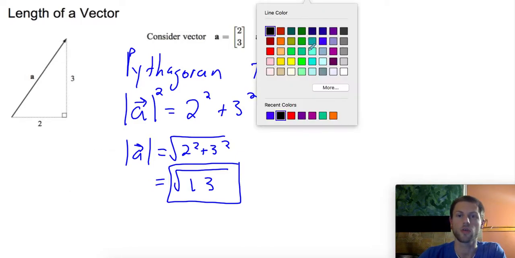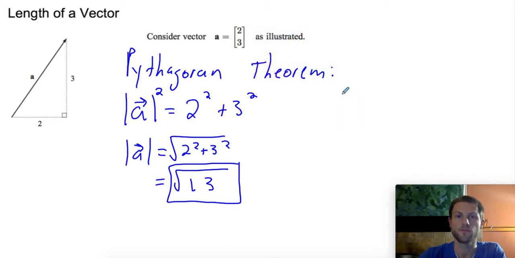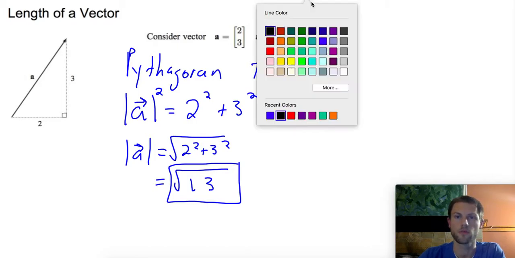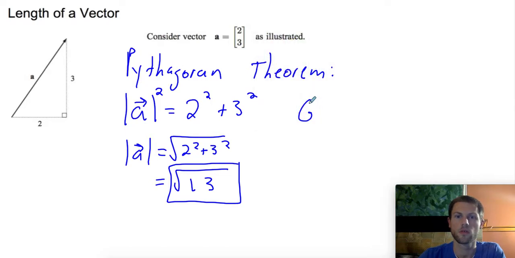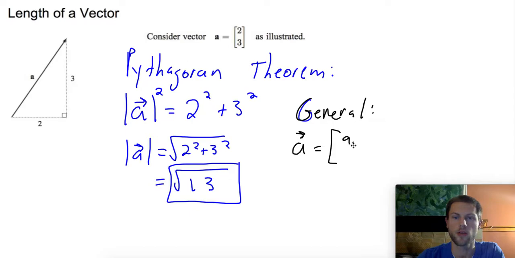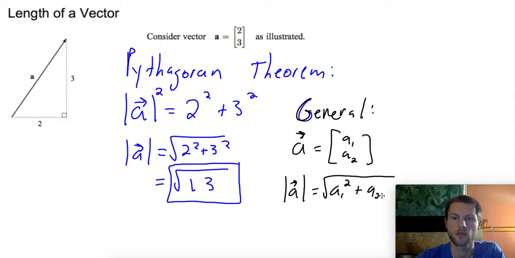And in general, we can sum this up to just say, if I have some vector A and it's made up of two components, A1 and A2, the magnitude of vector A is going to equal the square root of A1 squared plus A2 squared. And hopefully this makes sense. It's just the Pythagorean theorem.